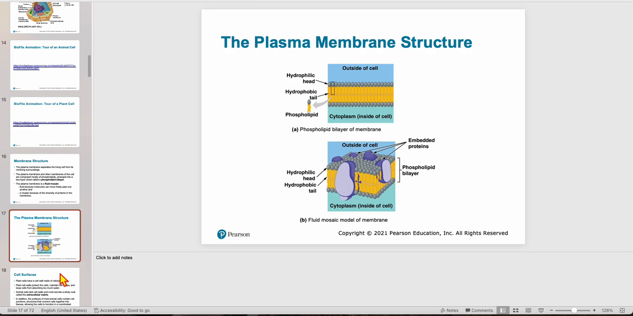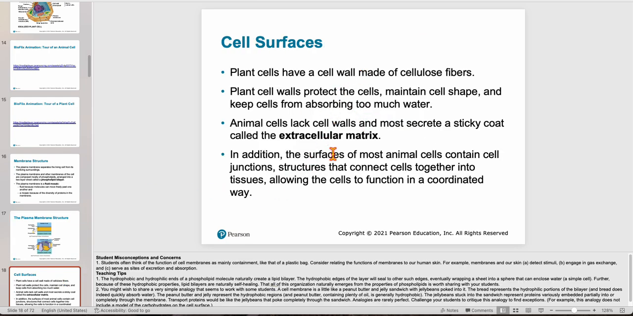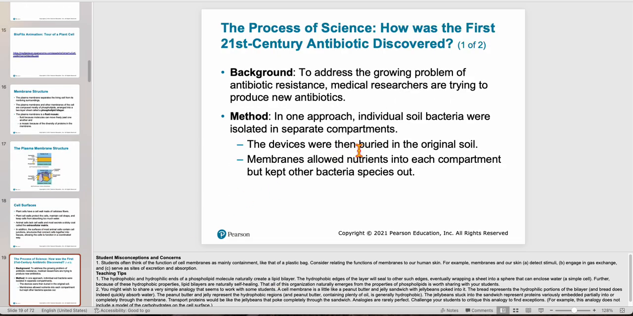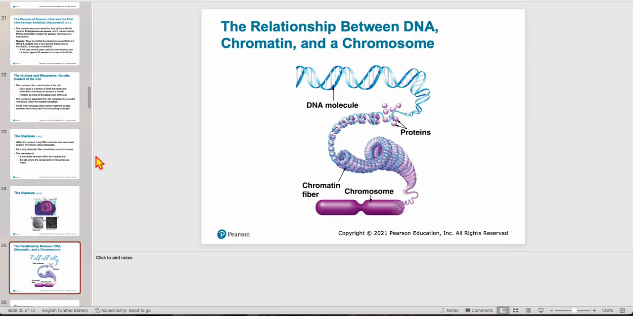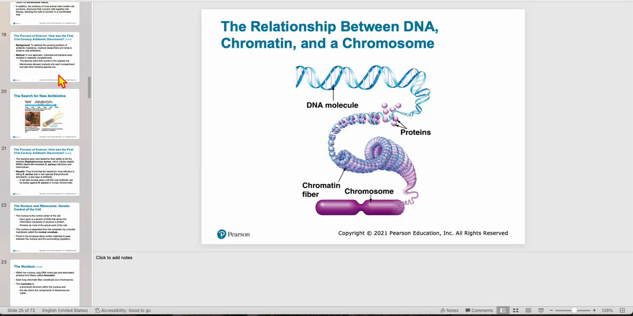Okay, next slide. So over here, I don't care too much for this one because this one just says plants have cell walls, and I've already mentioned that in the previous. So I don't really care too much for this slide. Okay, this slide, don't care. Back up a little, went too fast.